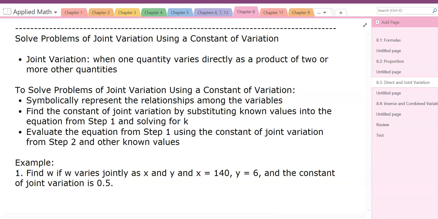So this goes into talking about a joint variation, which is a little bit different than a direct. So a joint variation is when one quantity varies directly as the product of two or more quantities. You guys know what the word product means? Multiplication.